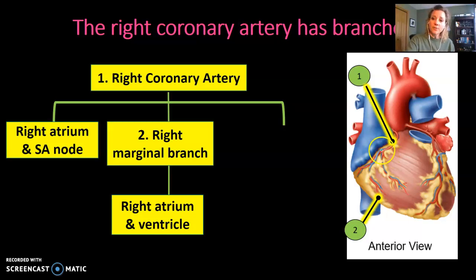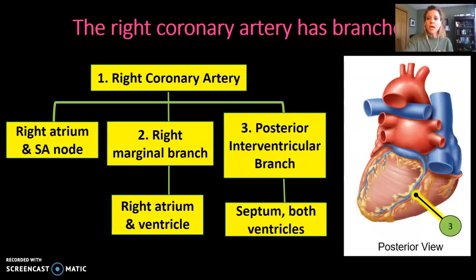Now, we're going to follow this right coronary artery as it follows the coronary sulcus to the posterior aspect of the heart. And so again, we're looking at the back. This is the left ventricle. This is the right ventricle. And here is the right coronary artery as it travels. And now here is its branch. This is called the posterior interventricular branch, and it is going to serve the cells that make up the interventricular septum and also both ventricles on the posterior aspect of the heart.